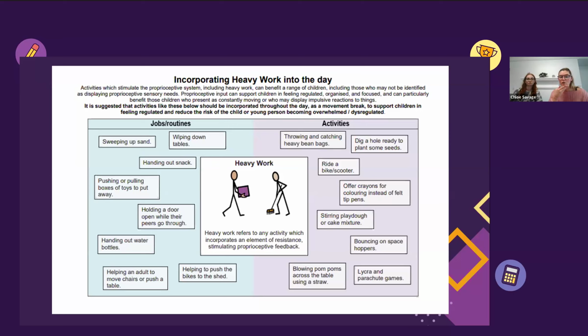Can you ask them to hold doors open for the peers, hand out things? All of those are just little jobs and routines that you can integrate in and swap around amongst different students in your classroom, and incorporating that physical work into the classroom environment is really, really important. It keeps children regulated.